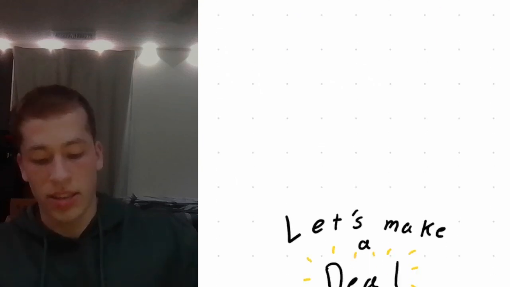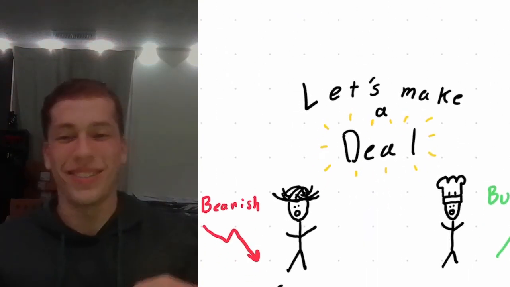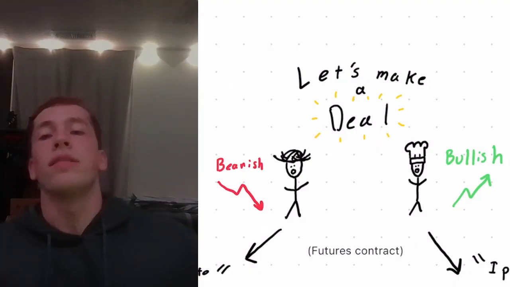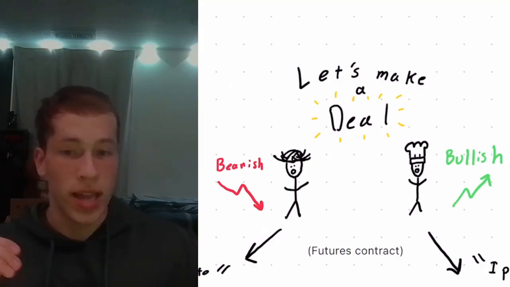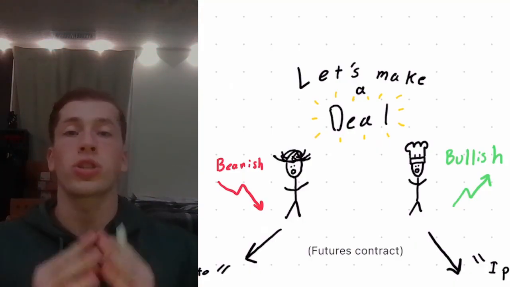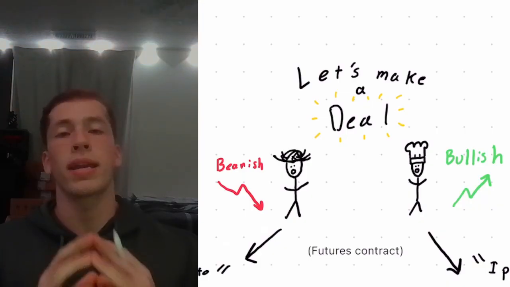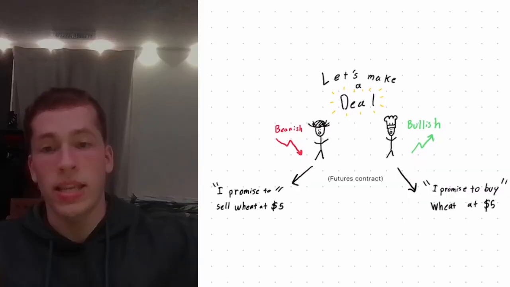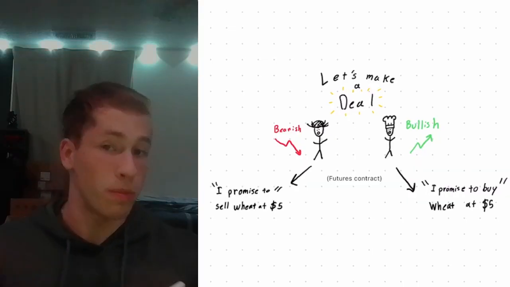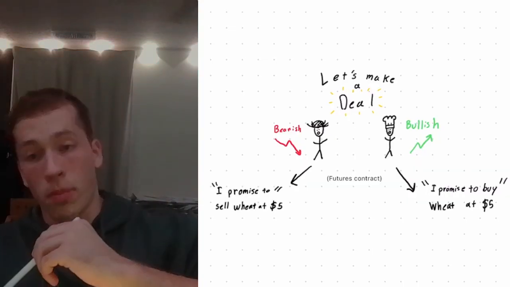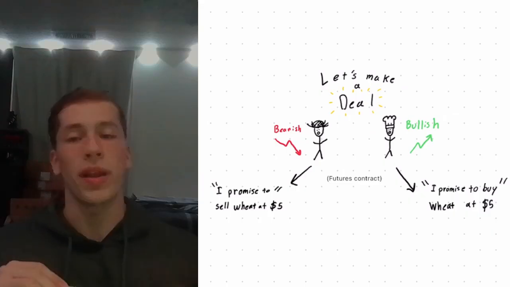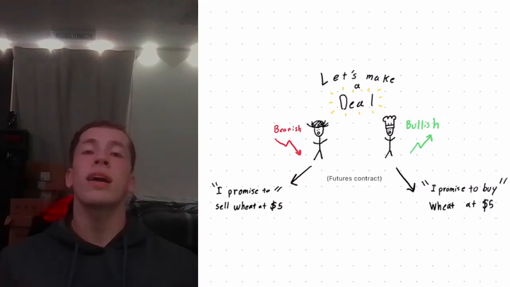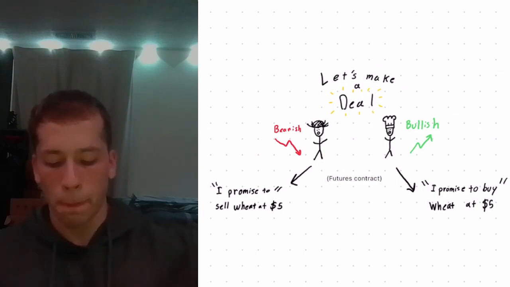So they're going to decide to make a deal. The baker thinks that the price of wheat is going to go up. The farmer thinks that the price of wheat is going to go down. So they are going to make a futures contract with one another. They are going to make an agreement. The baker is going to promise to the farmer that he's going to buy wheat at $5 per bushel. The farmer is going to promise that he's going to sell wheat at $5 per bushel. They're going to make this agreement so that way they can avoid the uncertainty of the future.